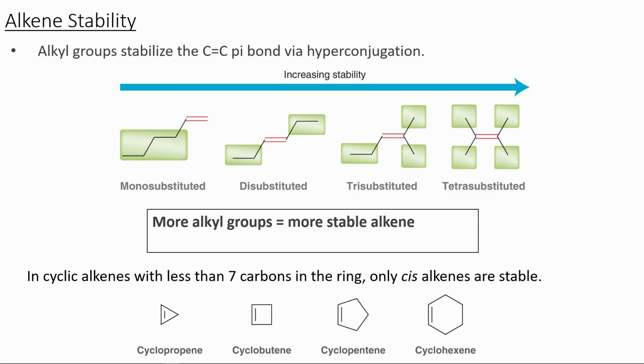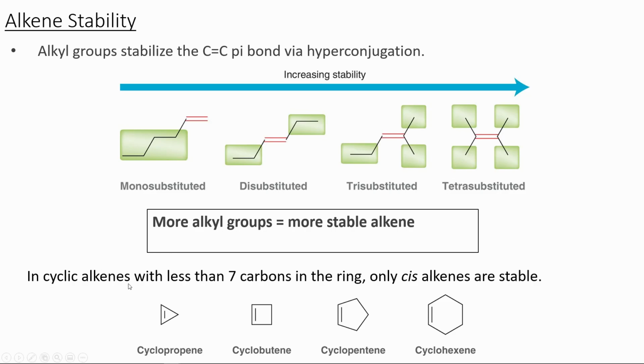The more alkyl groups that we have attached to the double bond directly, the more stable the alkene will be. So on an increasing level of stability, we have a mono-substituted alkene with just one substituent attached. That's less stable than di-substituted, which will be less stable than a tri-substituted. A tetra-substituted alkene will be the most stable.